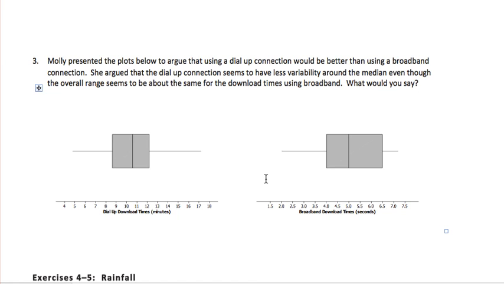Molly presented the plots below to argue that using a dial-up connection would be better than using a broadband connection. She argued that the dial-up connection seems to have less variability around the median, even though the overall range seems to be about the same for the download times using broadband. What would you say?